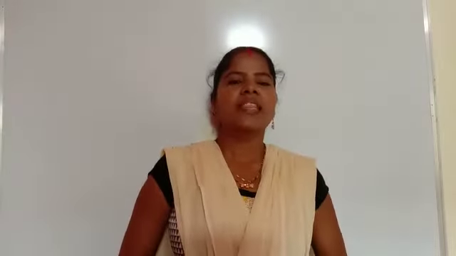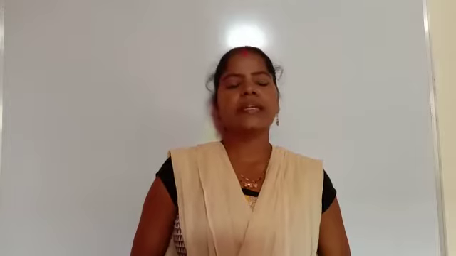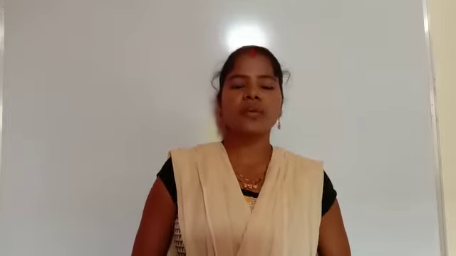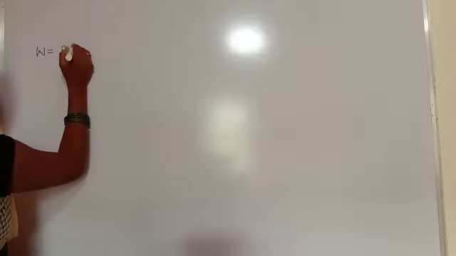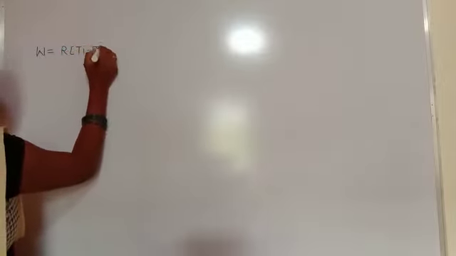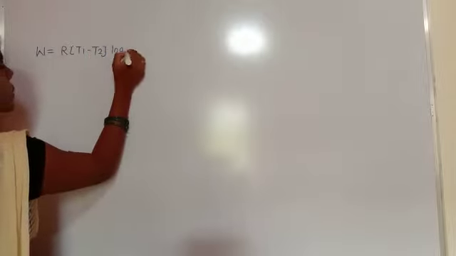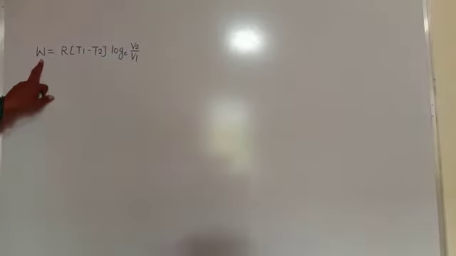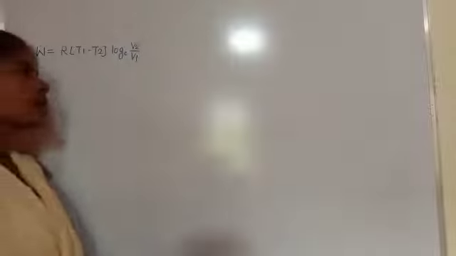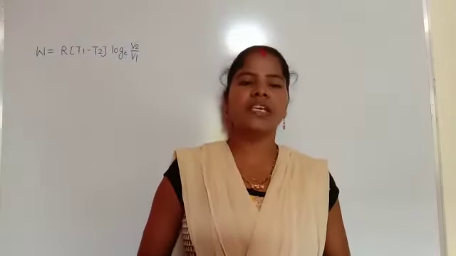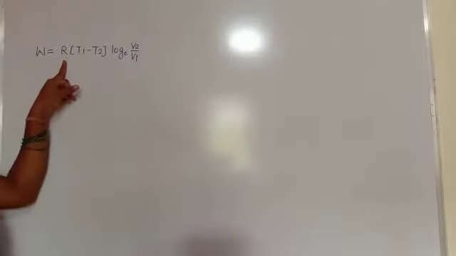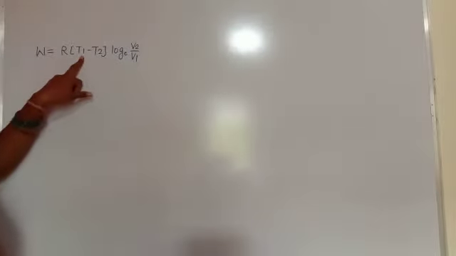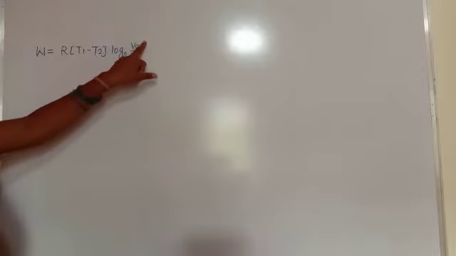Hello, good morning. In the previous class, we calculated the work done of the Carnot heat engine per cycle. That is, work done W is equal to R (T1 minus T2) log_e (V2 by V1). So we had calculated the work done in the cyclic process. The net work done is equal to the amount of heat absorbed by the engine. Here T1 is the temperature of the source, T2 is the temperature of the sink.